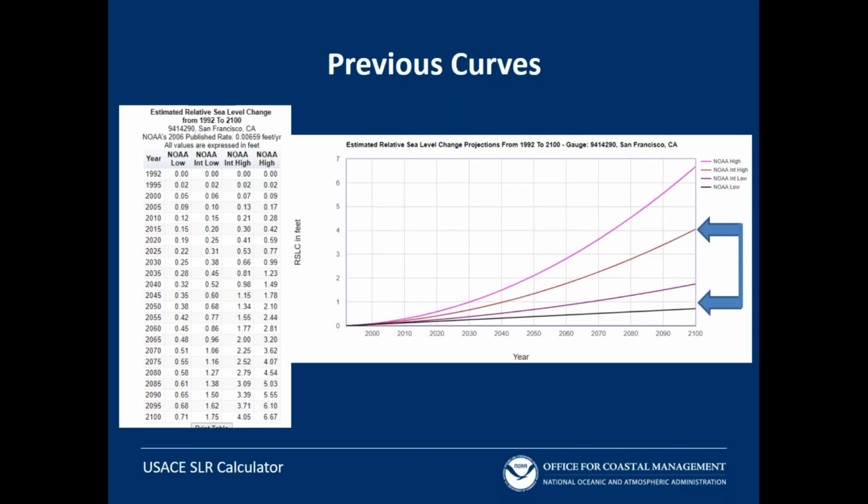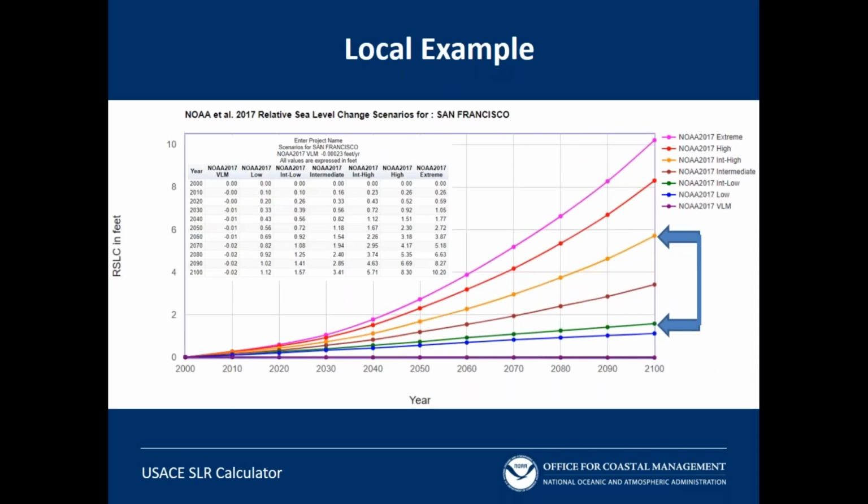Okay, previous curves. I'm zooming in here now to San Francisco, so I'm trying to make this local. These are the NOAA scenarios out of NCA3, Paris et al. The more likely range, 1 to 4 feet. Okay, and there's the corresponding numbers. These are the new scenarios. This is the more likely range, intermediate low to intermediate high. All 6 of the scenarios. This is your H++.